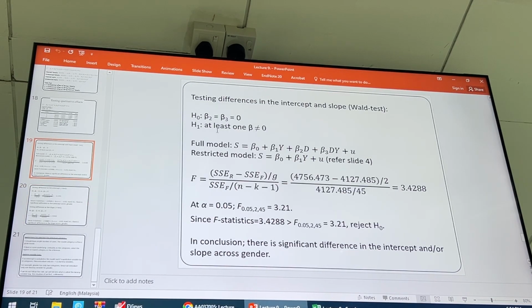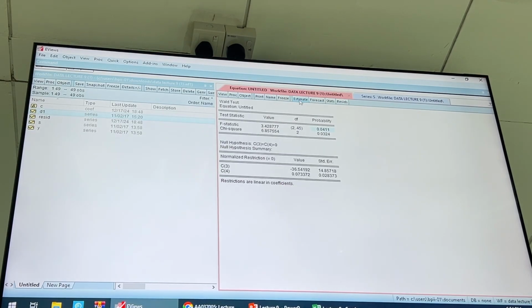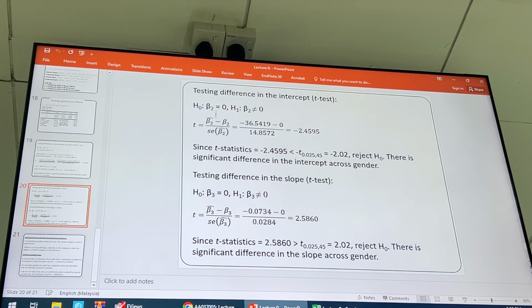And then, because we reject, we want to know which one, so you can now perform the test individually. You can perform the test individually for beta 2 and beta 3, but this one you can just perform based on the t-test. The t-test, you can just look at the result estimate, for individual test, you can just look at the p-value. So for beta 2, p-value 0.0178. This one smaller than 0.05, so you reject. And then you conclude that beta 2 not equal to 0.